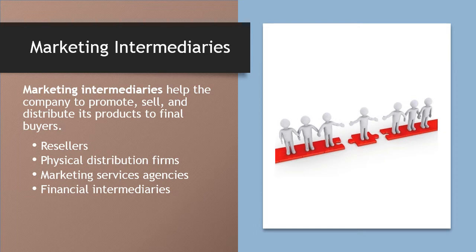Physical distribution firms help a company to move its stocks from one point of origin to their destination. These distributors work much like a wholesaler in the sense that they play middleman between manufacturer and retailer, but there's a fundamental difference between them. Distributors do not purchase the product from the manufacturers. They just move the product, whereas wholesalers buy the product and resell it to retailers.